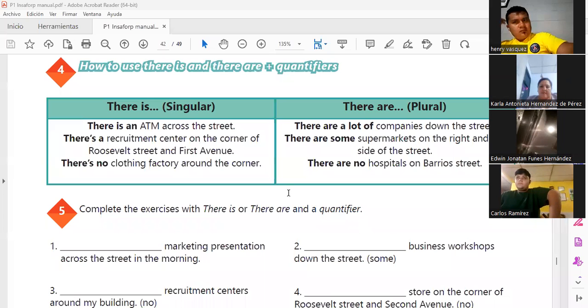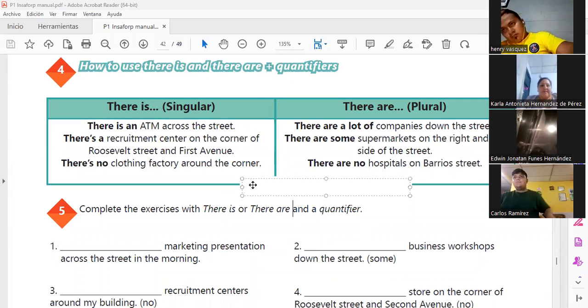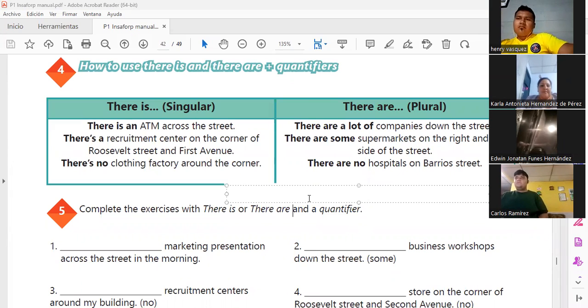So how do I say, for example, no hay tráfico? Nada. Nothing. Everything is clear. There isn't traffic. All right. I have two options. You can say there isn't traffic, or can you tell me another one? There is not. Look at the example. Look at the box. Vean el cuadrito. Look at the box. Tell me another word.